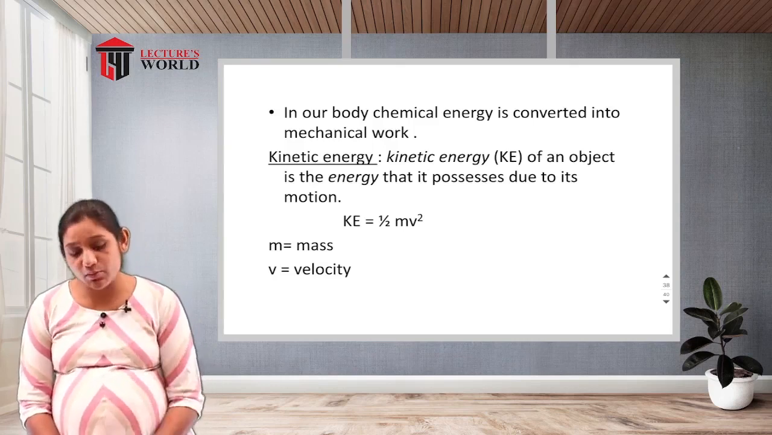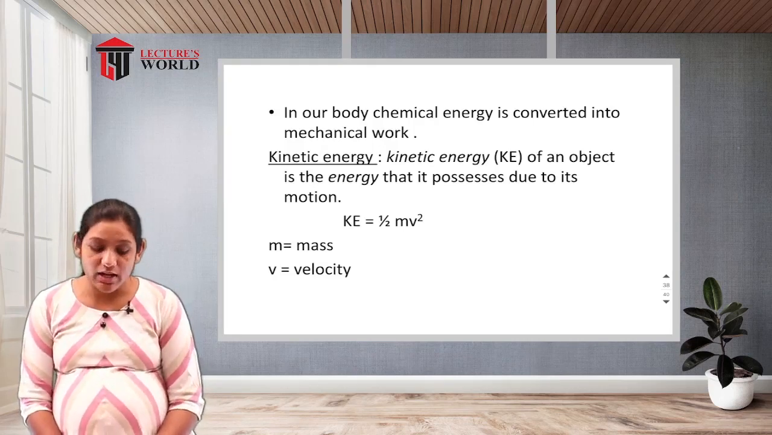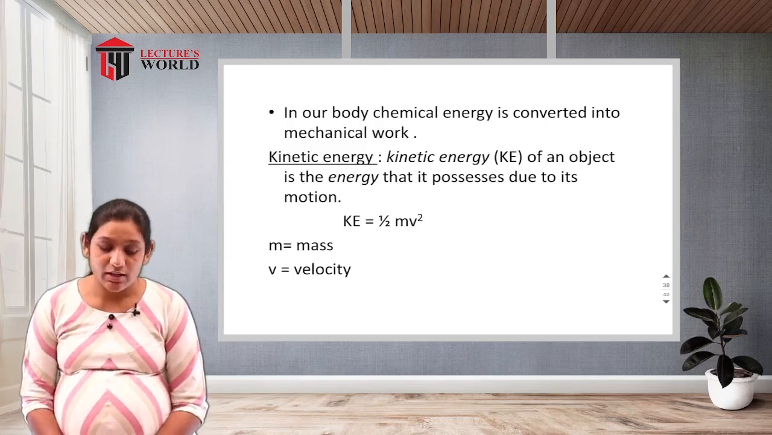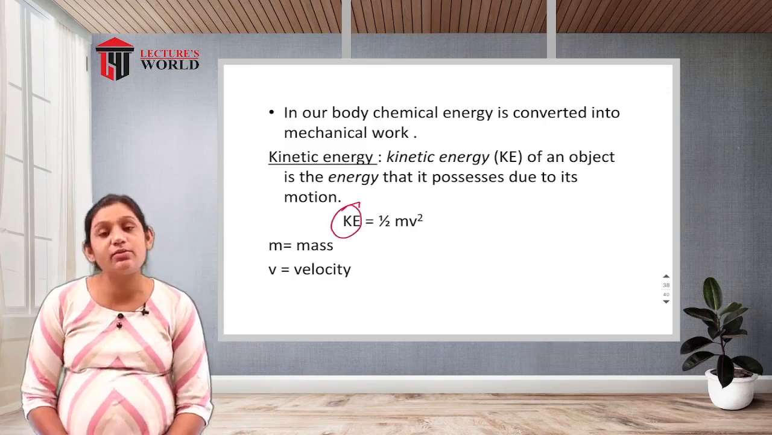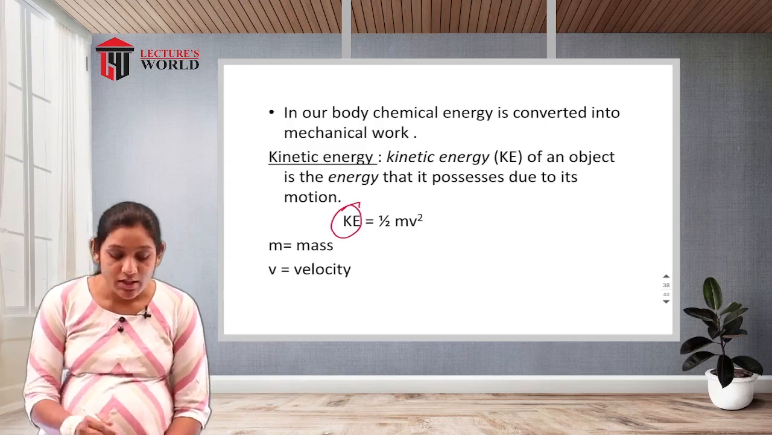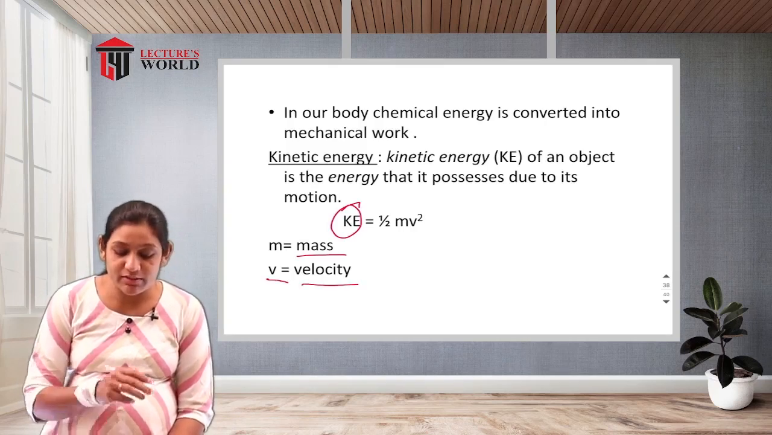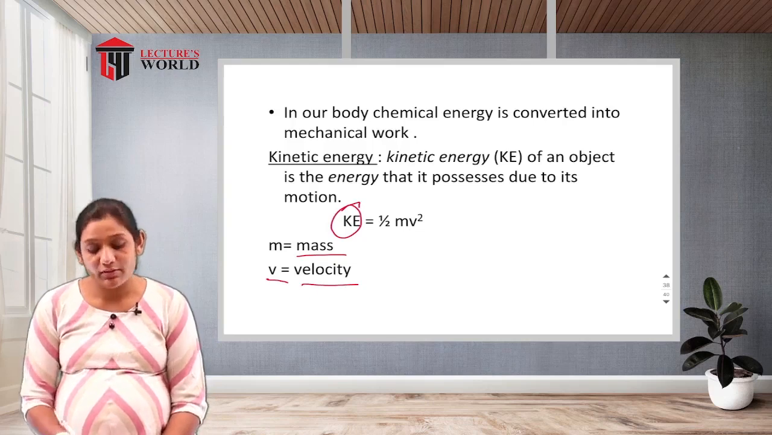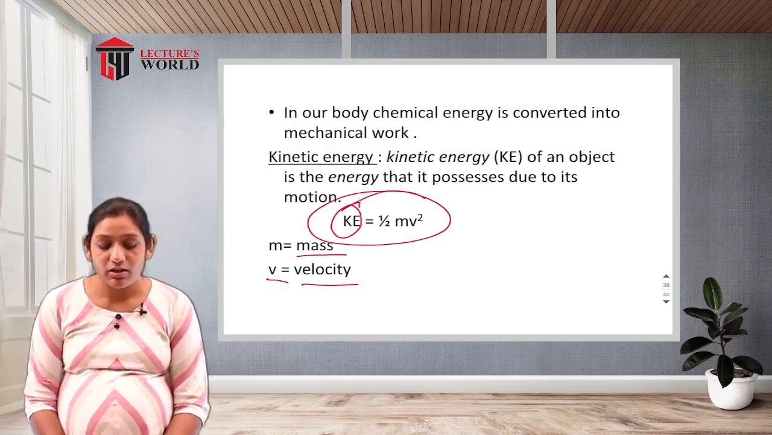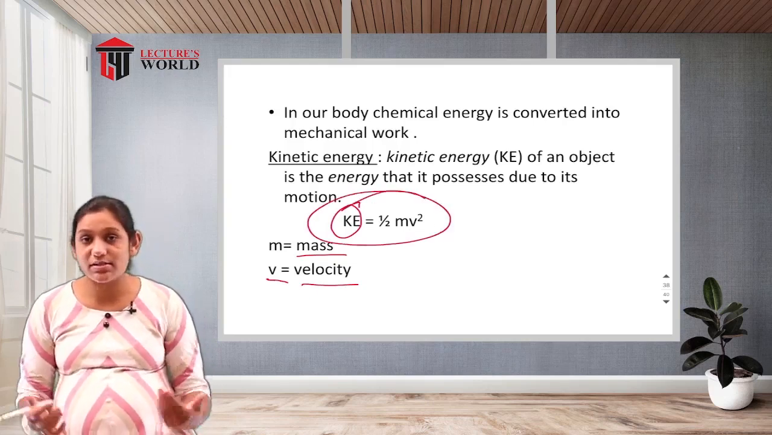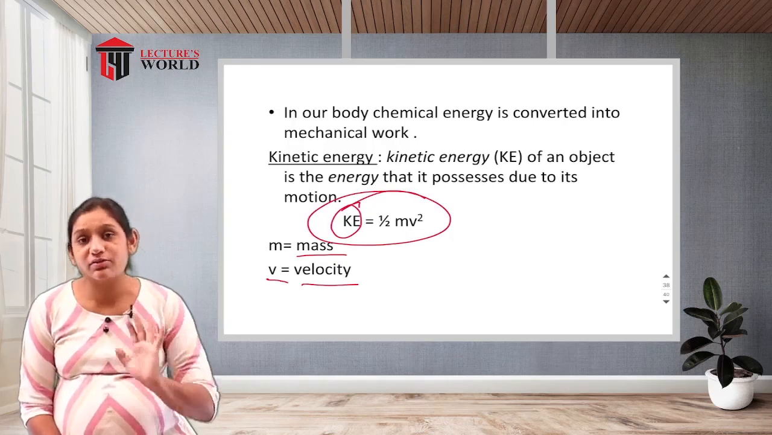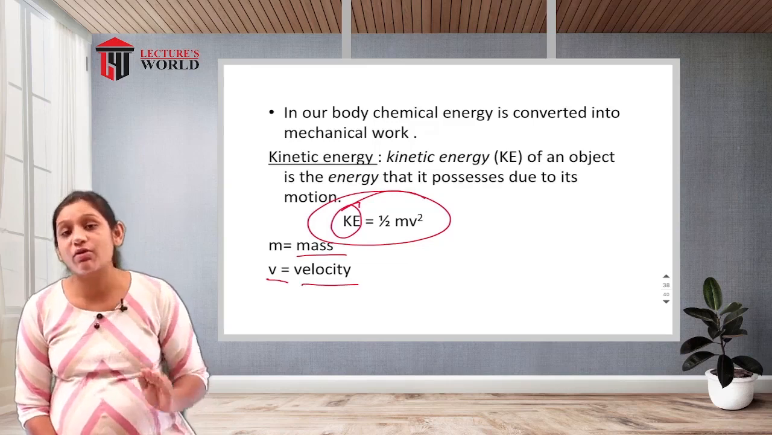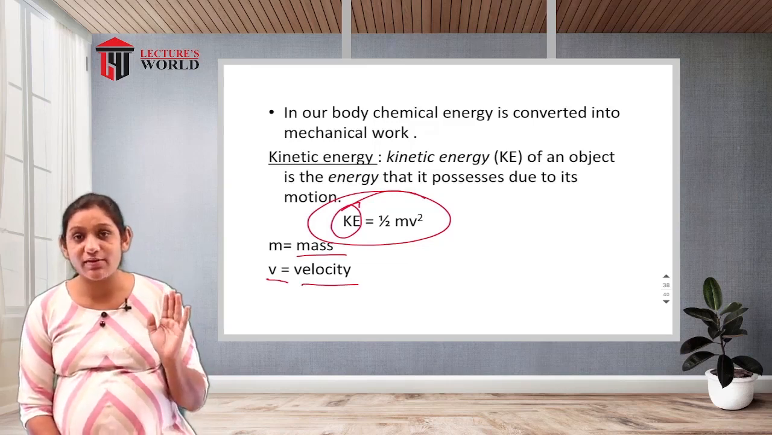It is given by its motion: KE is equal to 1/2 mv squared, where KE is kinetic energy, m is mass and v is velocity. Right? This is the formula of kinetic energy. Simple. We are not going into detail, but you should understand the physics law behind force and energy.